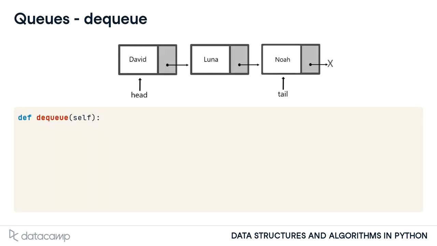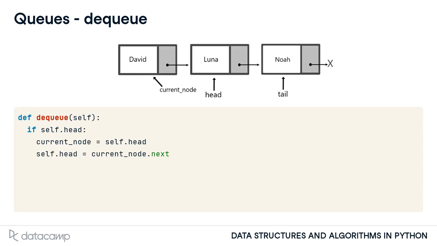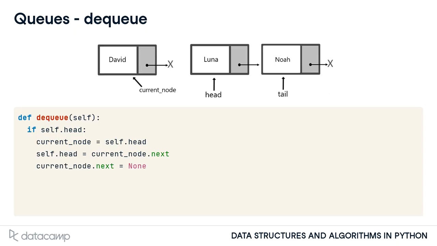Let's implement the Dequeue method to remove an element from a queue. In this case, we only act if the queue has elements. We create the current node variable that points to the node we want to remove, the node at the head. Then, we move the head to the current node's next node. Finally, we set current node.next to none.